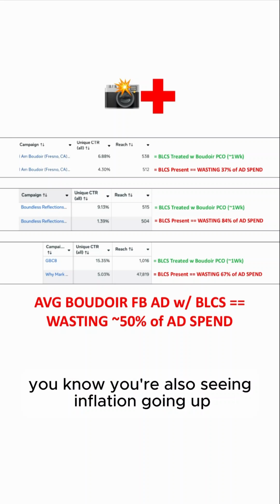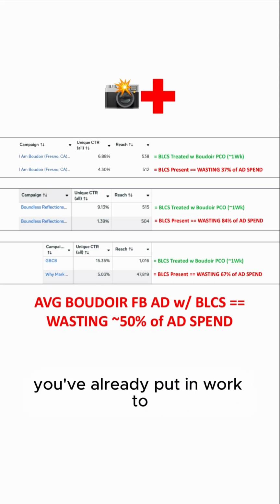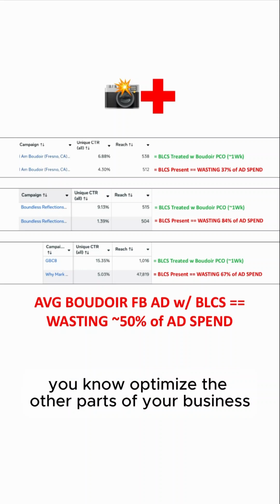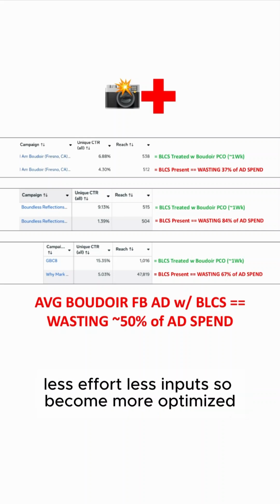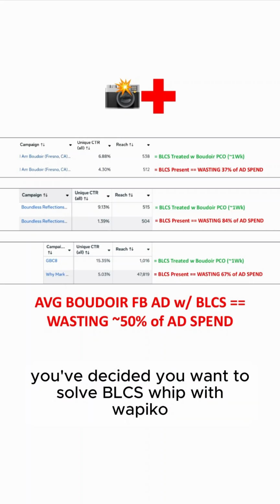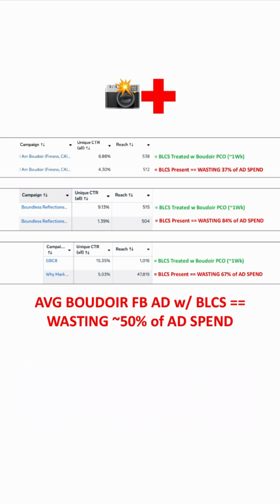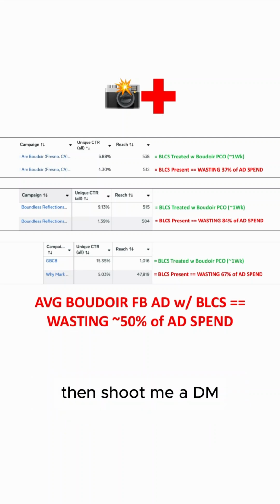So it's getting more and more saturated, and you're also seeing inflation going up, cost of living going up. So you've already put in work to optimize the other parts of your business, pull some profit out there, same effort, more profit, or more profit, less effort, less inputs. So becoming more optimized because you're seeing it's getting more competitive out there. You've decided you want to solve BLCS with Boudoir Pico because you want to achieve pre-click alignment and you want to become a dominant Boudoir advertiser with Boudoir Brain Entry Boost, because you need that to become the number one boudoir photographer in your city.